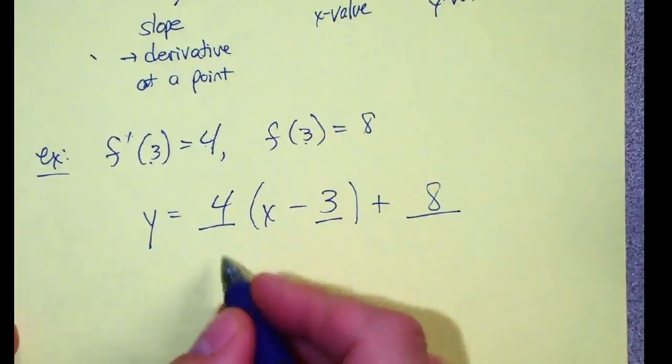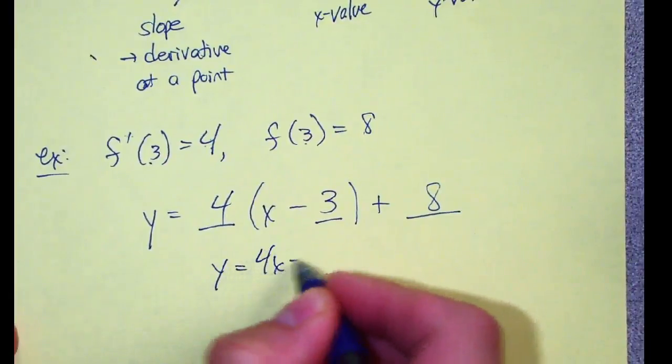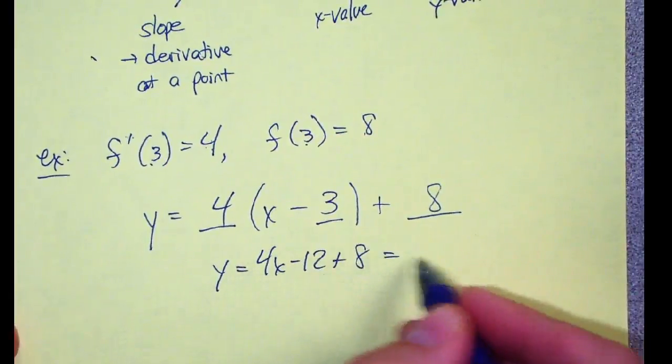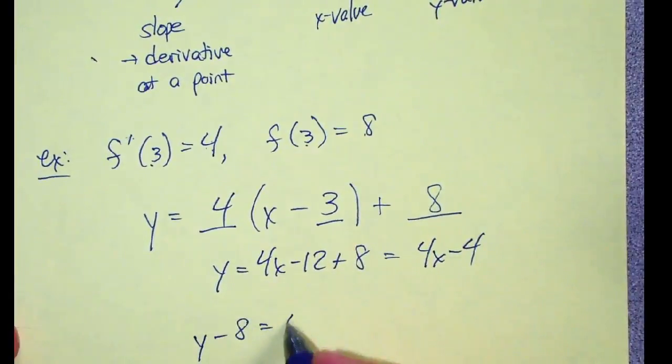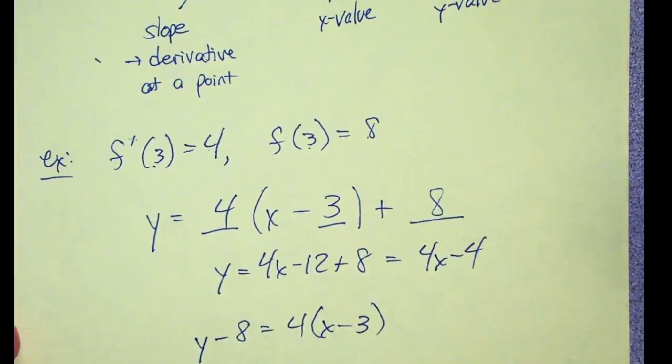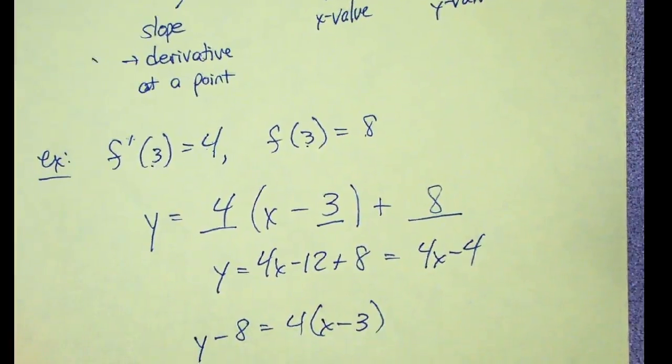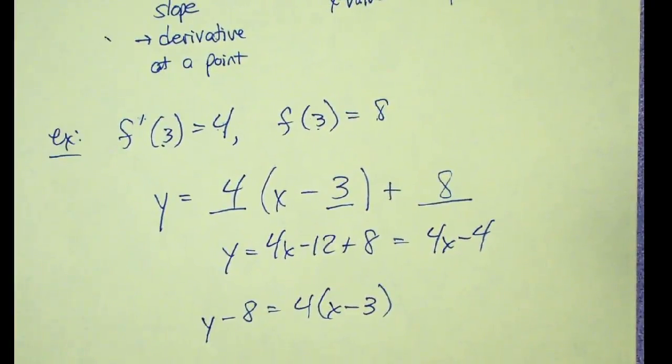Now sometimes they'll want you to distribute and say, okay, that's really just 4x minus 4. Sometimes they might actually write it in this form. Sometimes they'll write it in the form that you have there, but you got to be able to kind of manipulate those back and forth and see what's what, depending on how they write it.